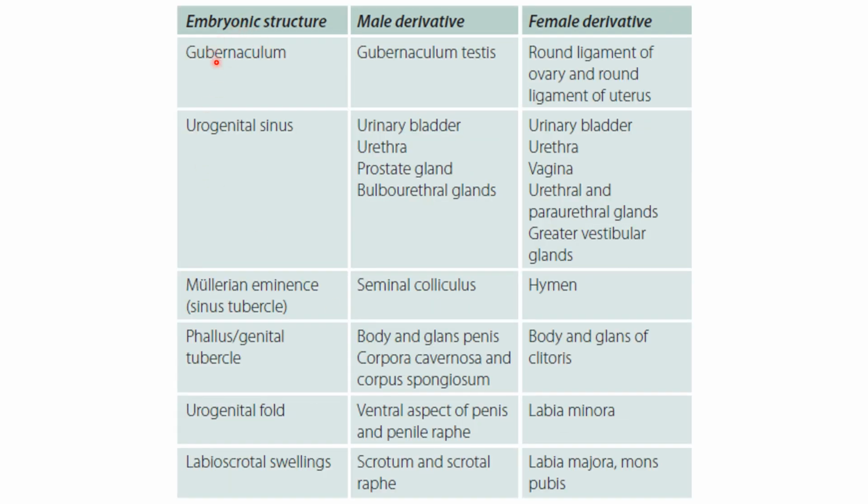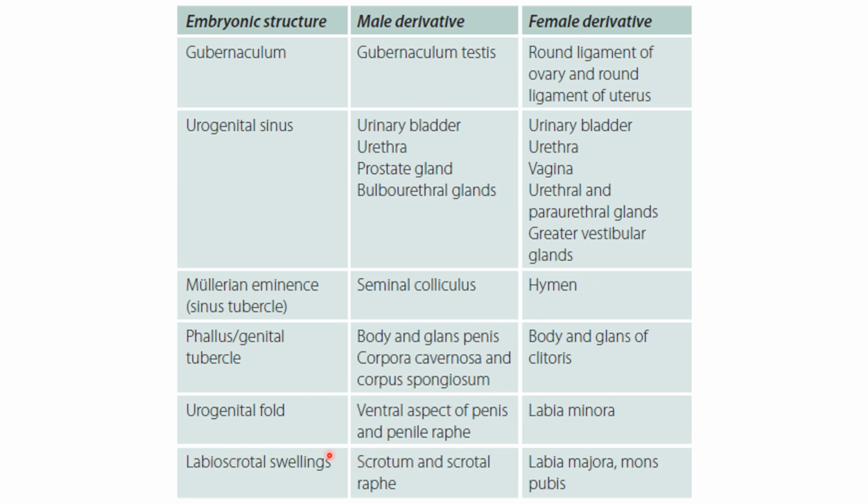Now the gubernaculum: in the male it will give rise to the gubernaculum testis. In the female, it will become the round ligament of the ovary and the round ligament of the uterus. The urogenital sinus in the male gives rise to the urinary bladder, urethra, prostate gland and bulbourethral glands. In the female also, the urinary bladder and urethra develop from the urogenital sinus. In addition, we have seen that some parts of the vagina, urethra, paraurethral glands and vestibular glands develop from this urogenital sinus. Now we can understand the Mullerian eminence with regard to the seminal colliculus and the hymen in the female.